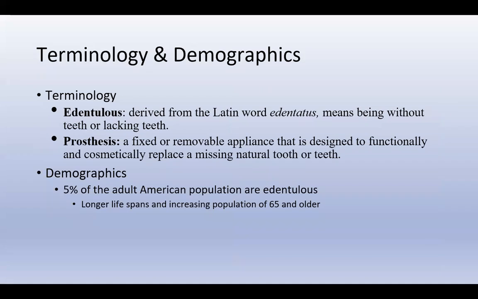So the terminology, we have edentulous, which is derived from the Latin word edentus, meaning being without teeth or lacking teeth. And then we have prosthesis, a fixed or removable appliance that is designed to functionally and cosmetically replace a missing natural tooth or teeth. About 5% of the adult American population are edentulous. And this is much less than it used to be.